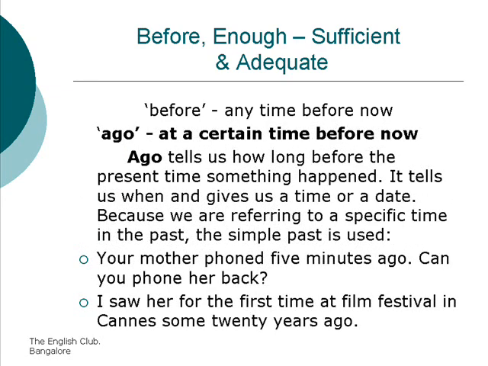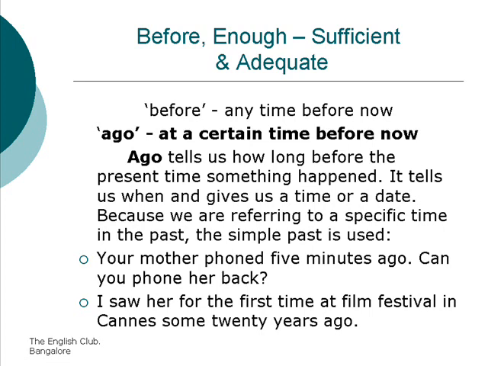Ago. At a certain time before now. Ago tells us how long before the present time something happened. It tells us when and gives us a time or a date. Because we are referring to a specific time in the past, the simple past is used.